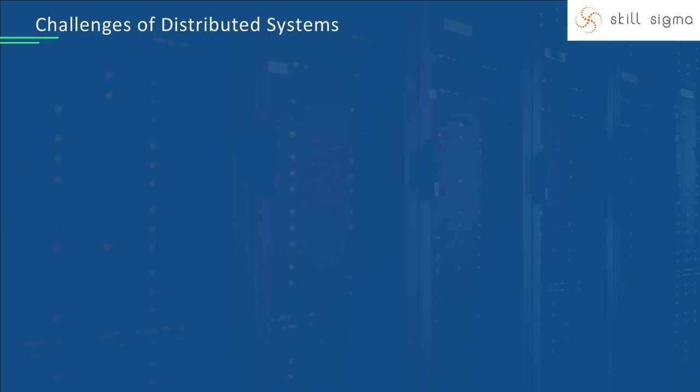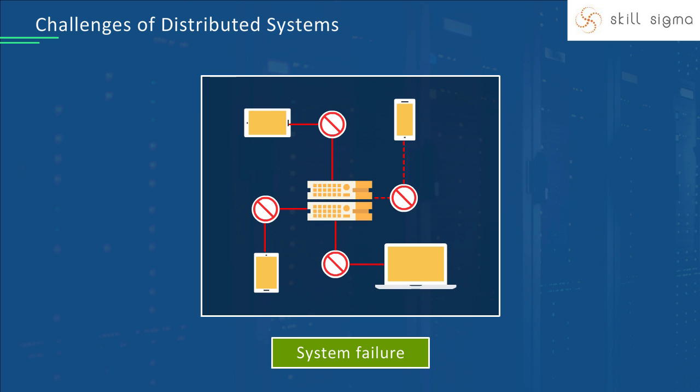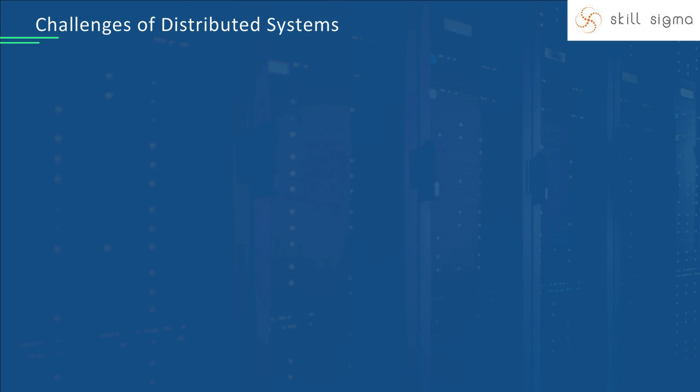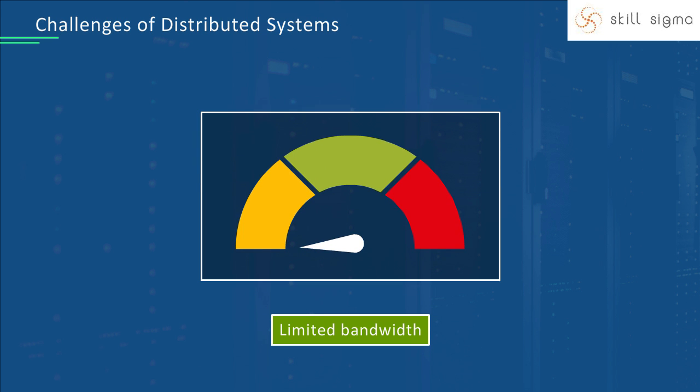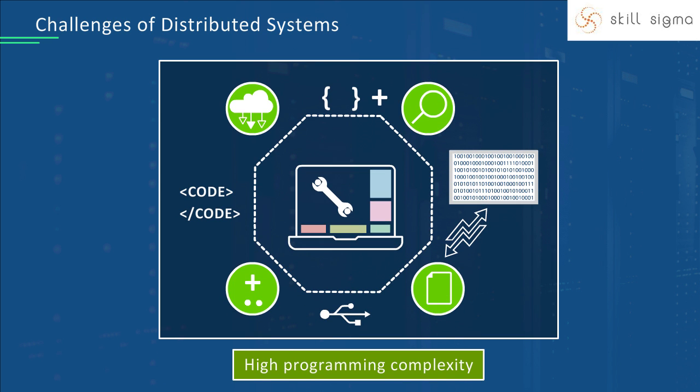The challenges distributed systems may face include system failures, which may occur because of a hardware or software issue. Limited bandwidth issues caused by high bandwidth requirements, or poor or unreliable connections, and high programming complexity. Multiple programming languages might be used in the systems, which may not be able to communicate with each other. So, what is the solution?